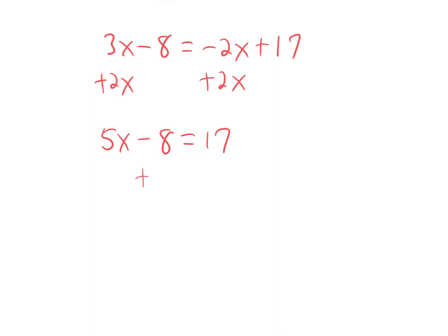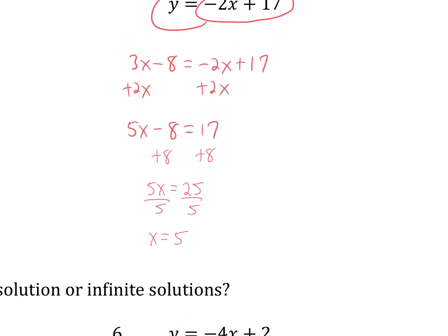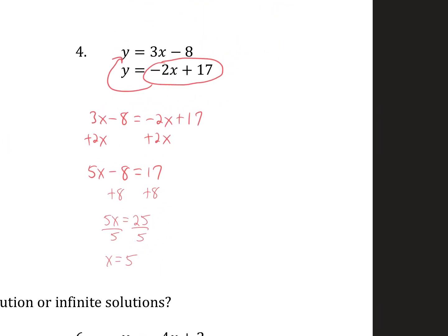Getting 5x by itself, we're going to add 8. 5x equals what? 25. Divide by 5. X equals 5. All right, we done yet? We are not. So I'm going to plug into the top equation here. Seems a little bit easier.